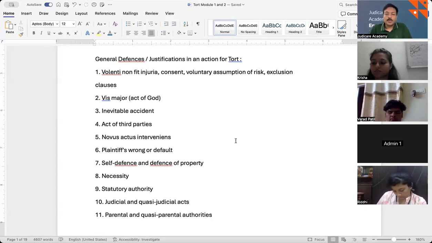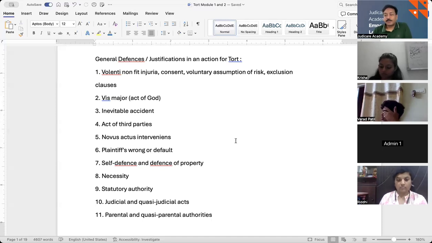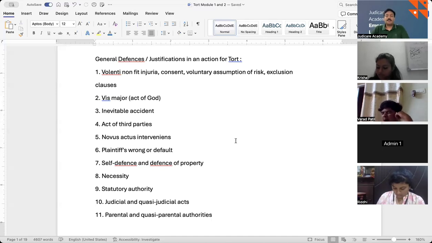Next is parental and quasi-parental authorities. Now, this defense applies when parents or guardians are held liable for the actions of their children or wards. Now, you can use it for your parents. The law acknowledges the role of parents in guiding the behavior of minors while granting certain immunities when acting within the bounds of their authority to control their children.